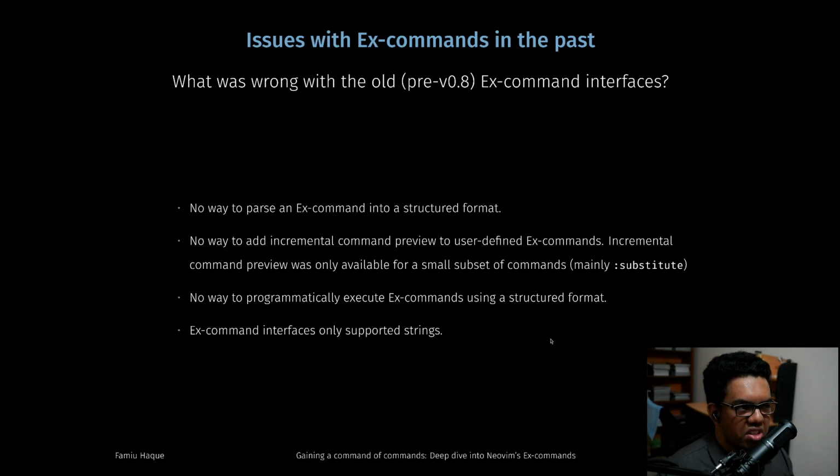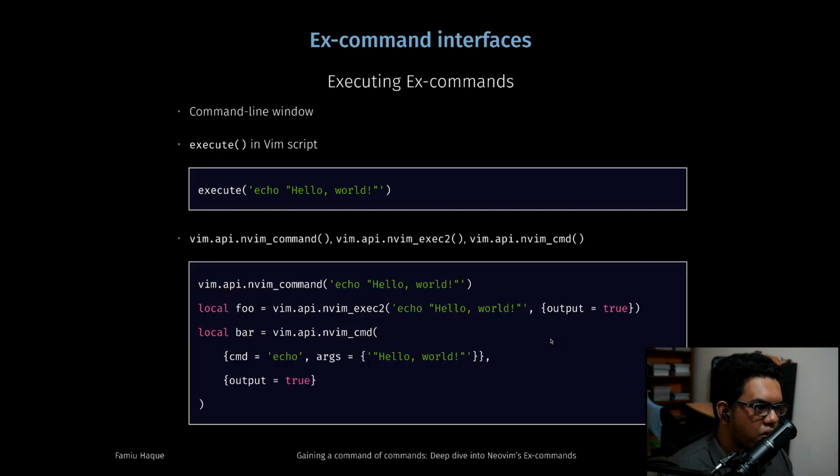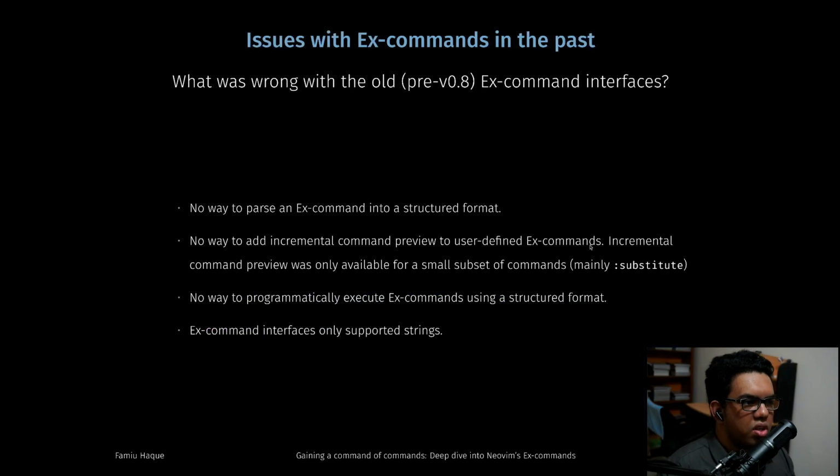So let's talk about what the issues with X commands were in the past. What was so wrong with the old X command interface? So when I say old, I specifically mean nvim_command and nvim_exec. I don't include nvim_cmd, since it's a new interface. So what was wrong with the old interfaces?